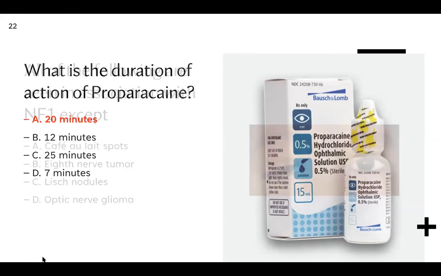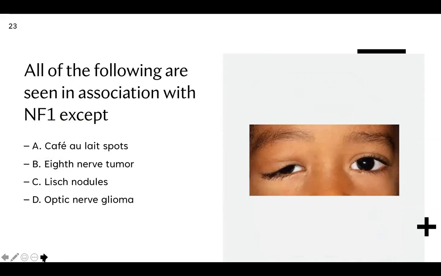Okay. So question number 23. All the following features are seen in association with neurofibromatosis type 1, except A, cafe au lait spots, B, eighth nerve tumor, C, Lisch nodules, and D, optic nerve glioma. So which of these features are not seen with neurofibromatosis 1? We all know there are two types of neurofibromatosis, type 1 and type 2.